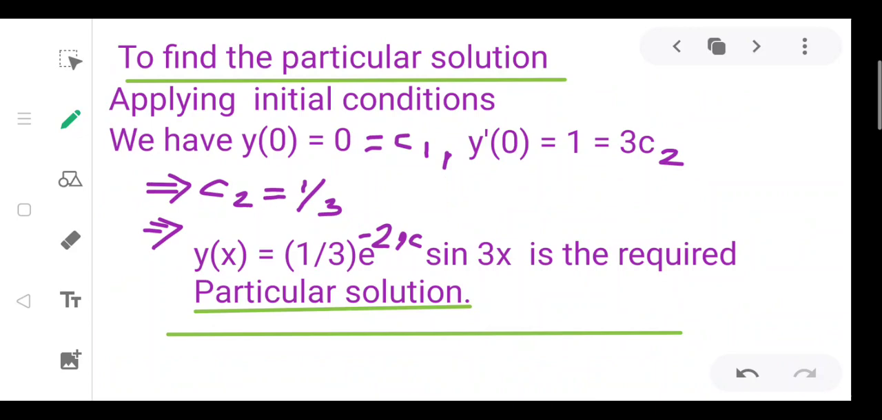So substituting in the general solution, we will get the required particular solution as y of x equal to 1 by 3 e raised to minus 2x sin 3x.